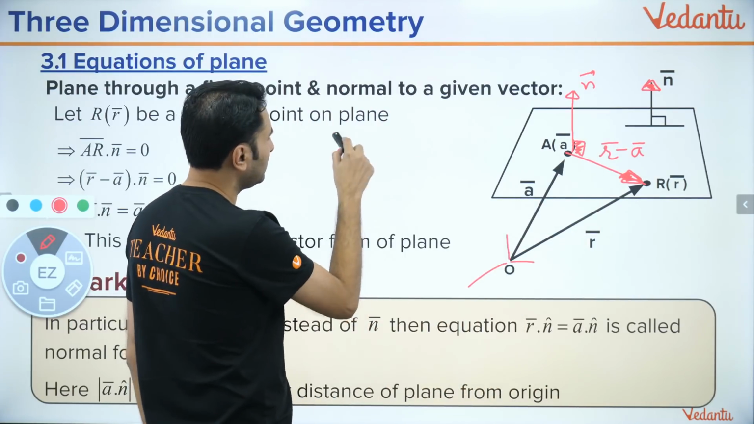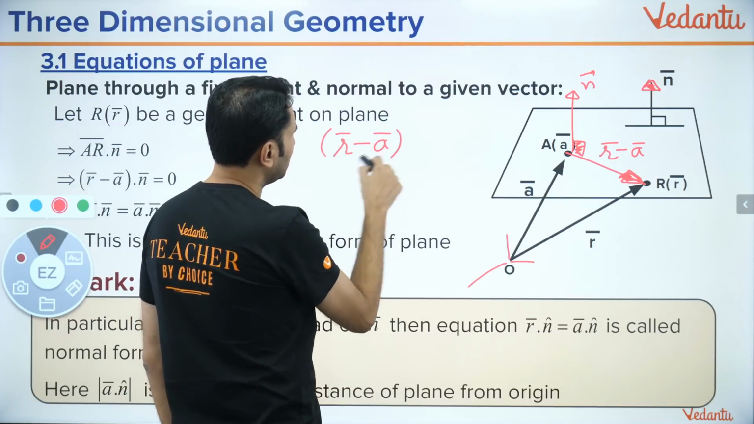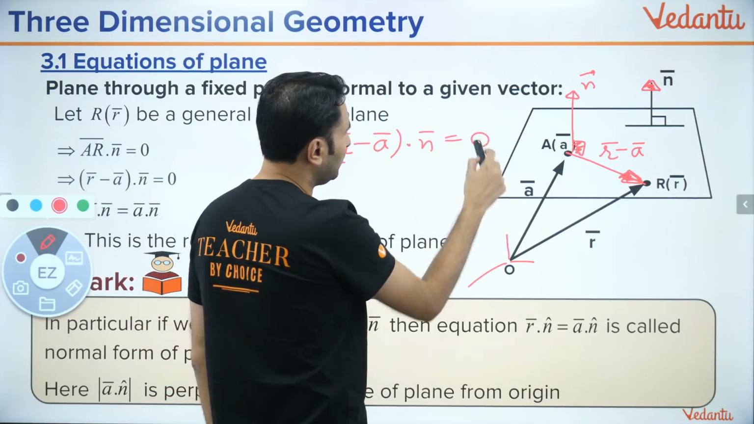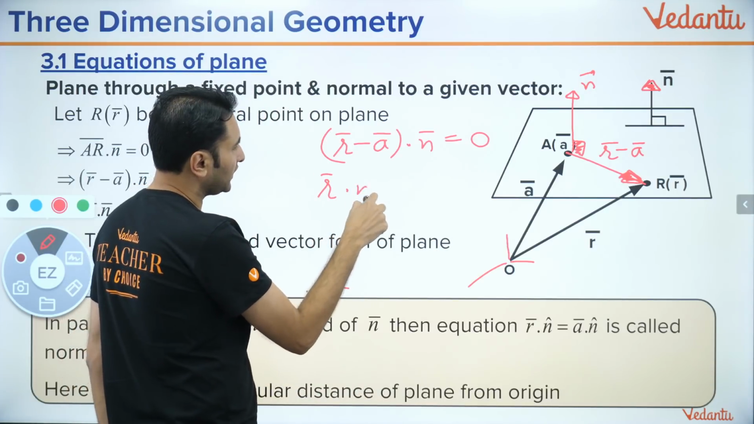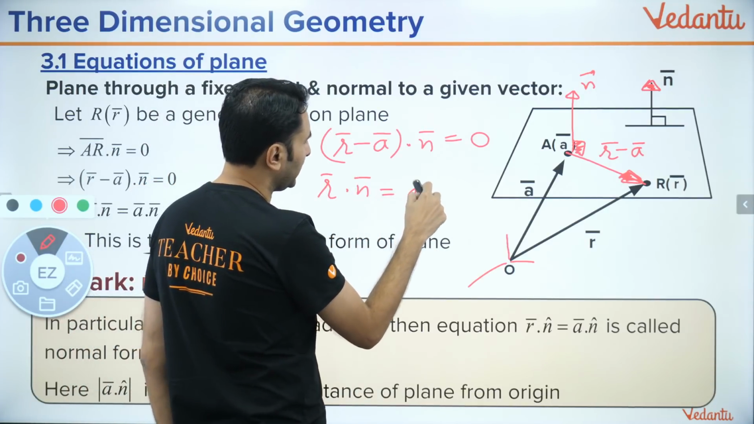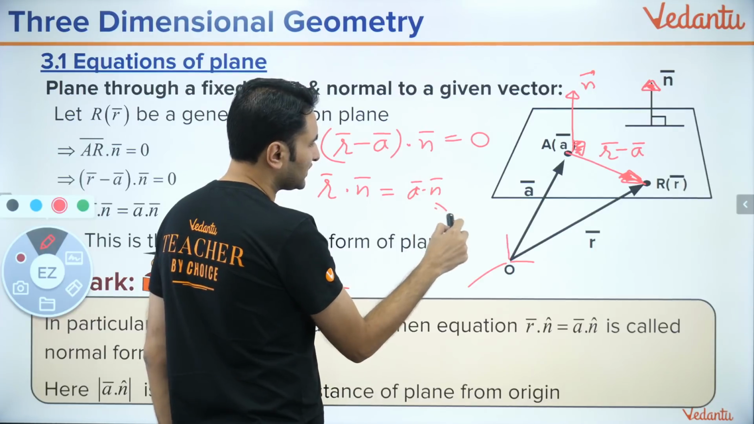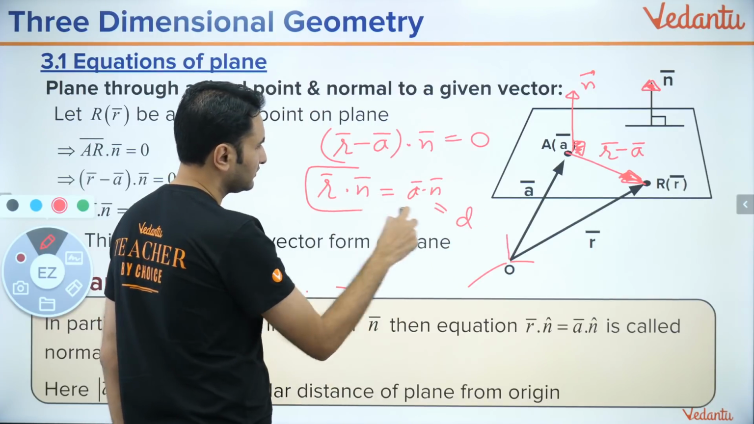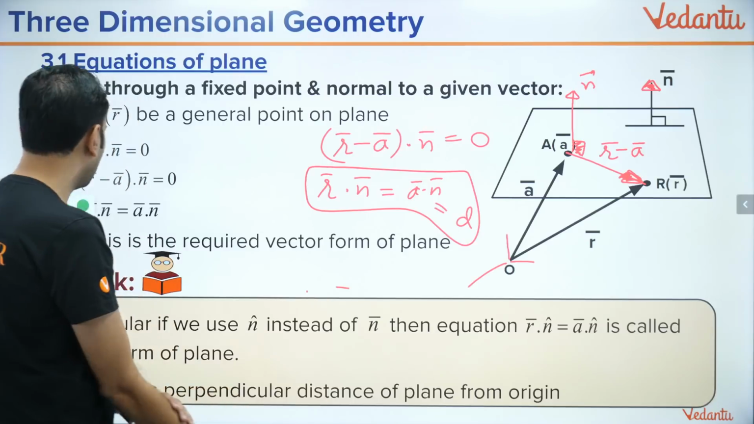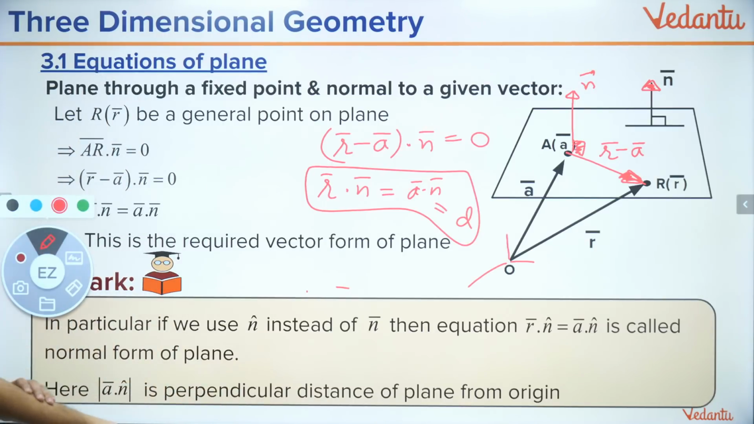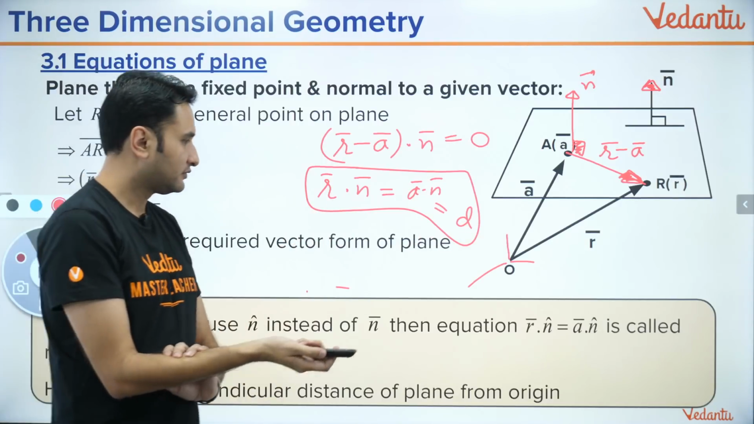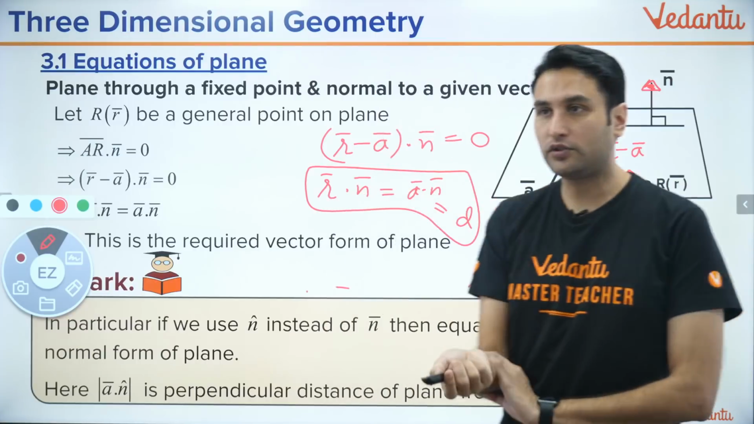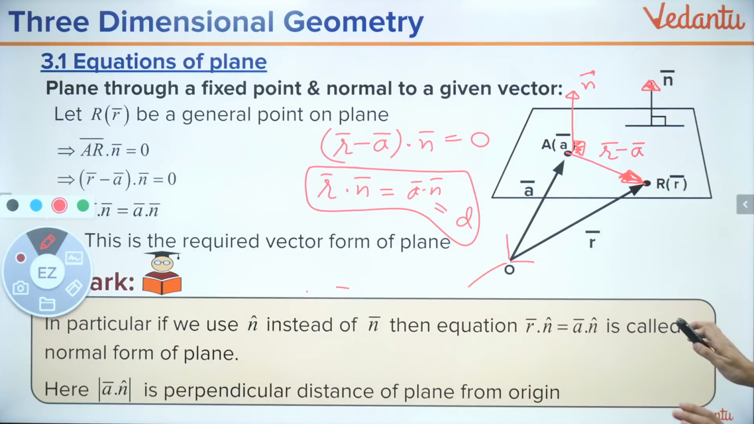So what happened? R minus A dot n is equal to 0, and this is the equation of the plane. That is R dot n is equal to A dot n, which is like a constant D. This is the equation of the plane. What is the equation of the plane? R minus A dot n equal to 0 or R dot n is equal to D. Okay? Clear? Any doubt? Is it clear to everyone up to here?